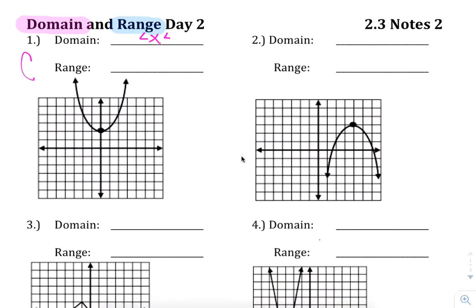I notice that I have arrows. This arrow is moving left. This arrow is moving to the right. That means I am going left forever and right forever. I'm going from negative infinity to positive infinity. Remember that the short answer for that is all real numbers. Okay, let's look at our range.